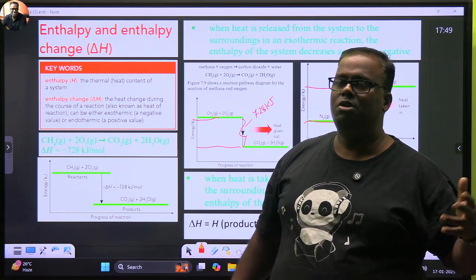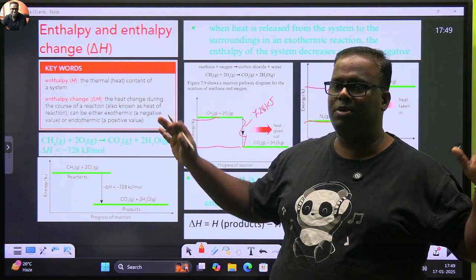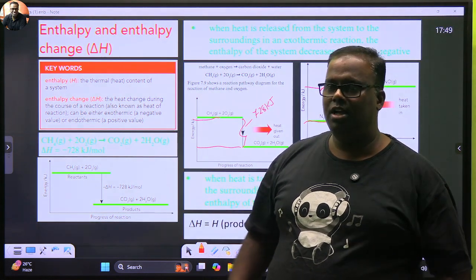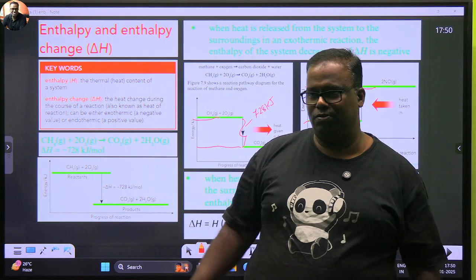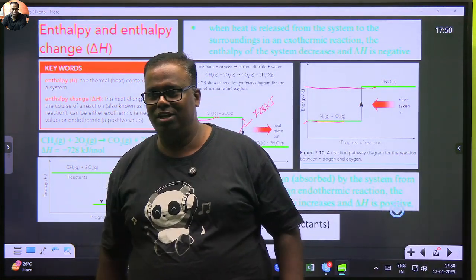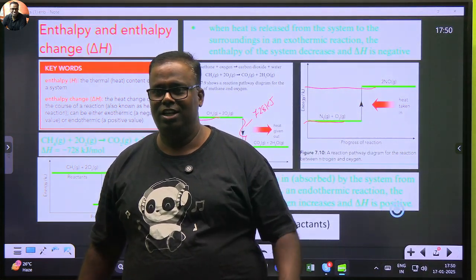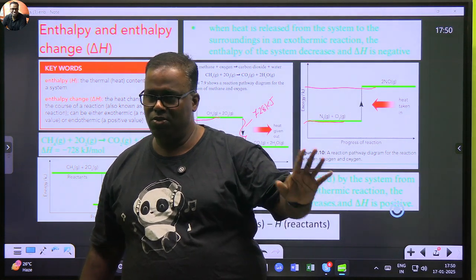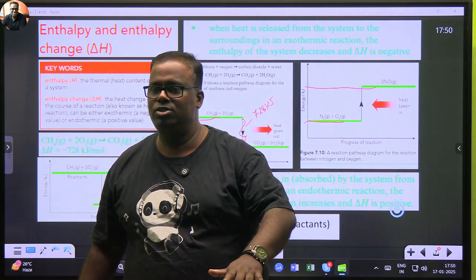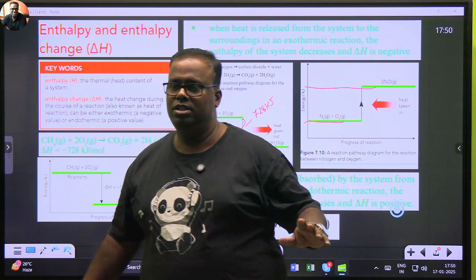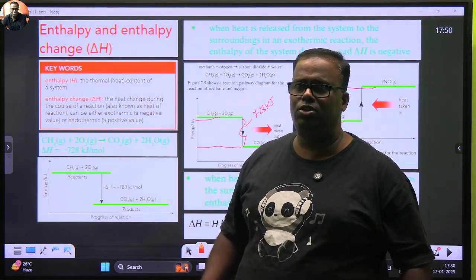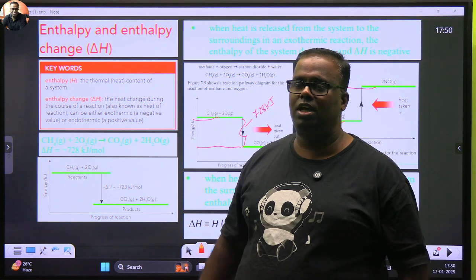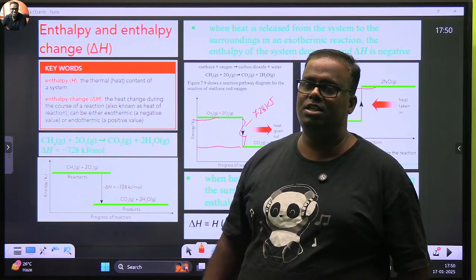3H2 plus N2, 2NH3, a reaction is given to you, ammonia, and I just say delta H of the reaction is blah blah negative. Immediately it strikes your mind, this is an exothermic reaction. After the reaction, the reaction mixture will become cold, the surroundings will become hot. Whether we can derive heat from this reaction or not, common question. Yes, we can derive because the delta H of this reaction is negative.